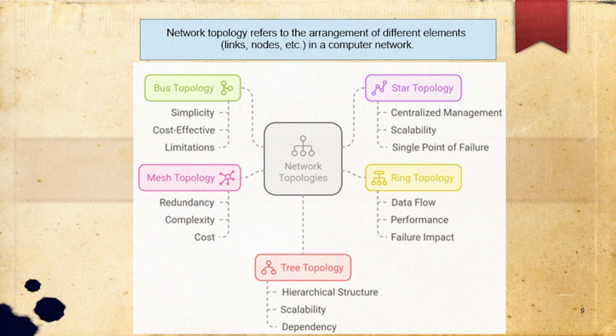That's why it is called a star-like formation. That's why it is called star topology. Slightly more costly, but it's very much scalable. You can increase and decrease the number of devices, and it's very popular in case of LAN formation.